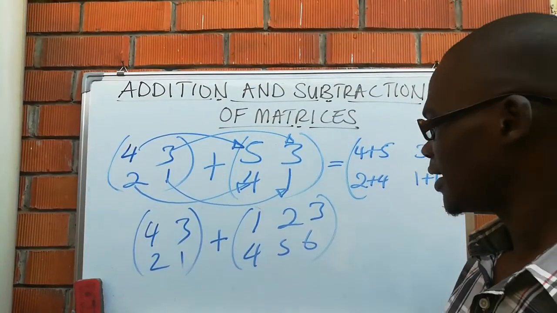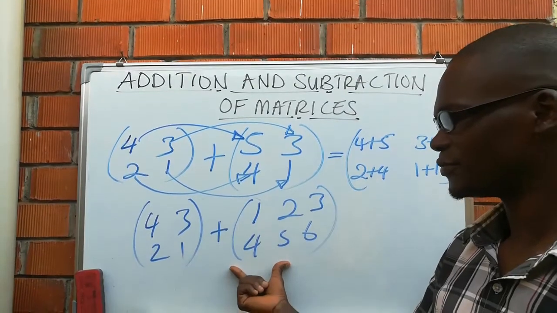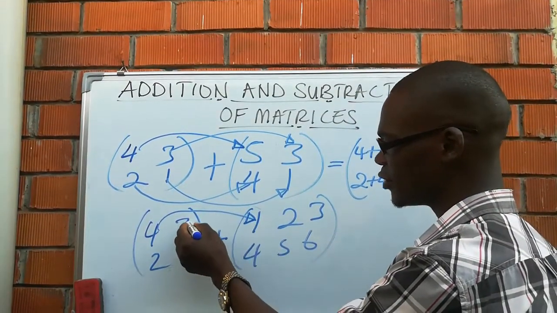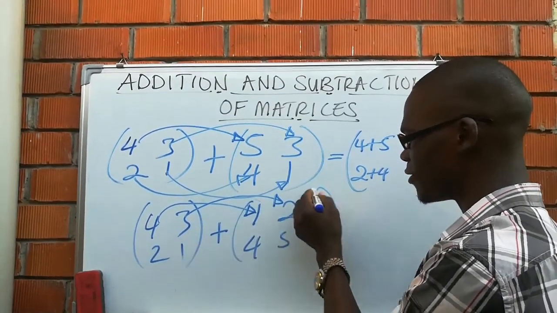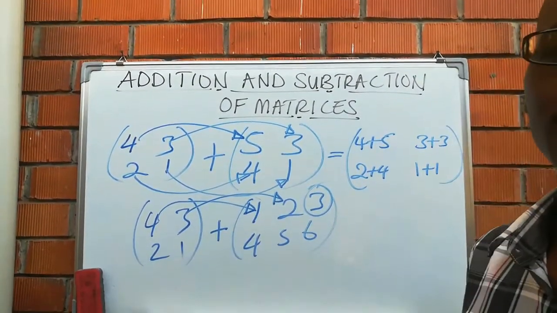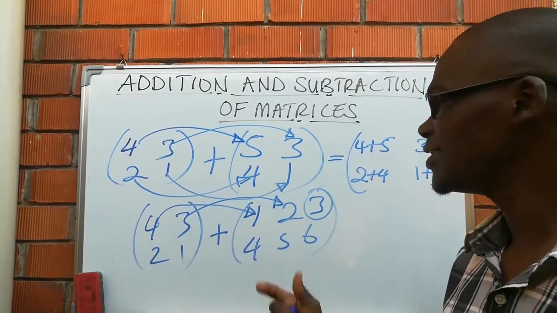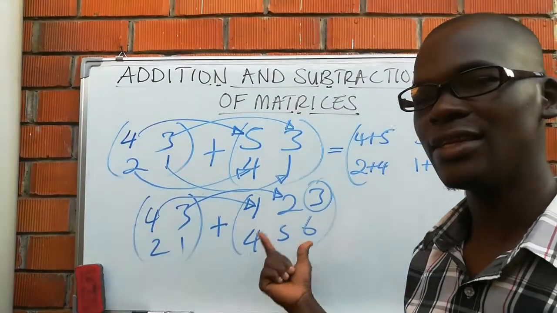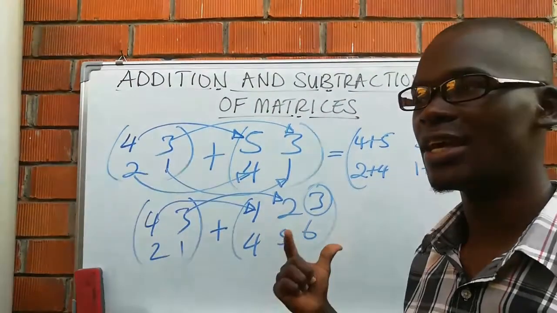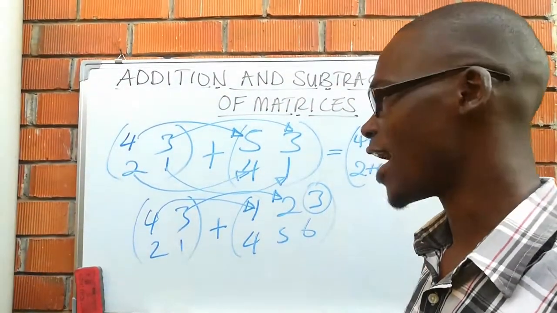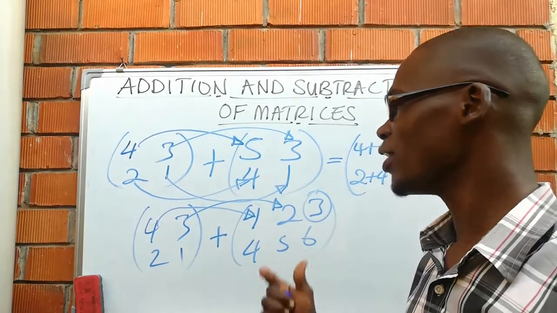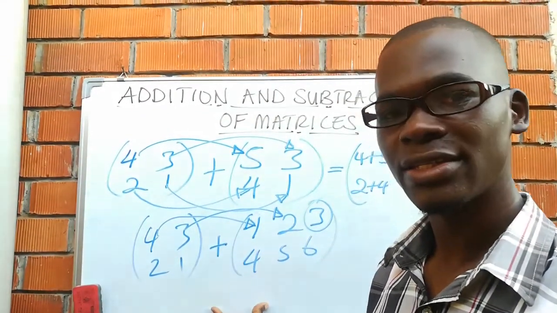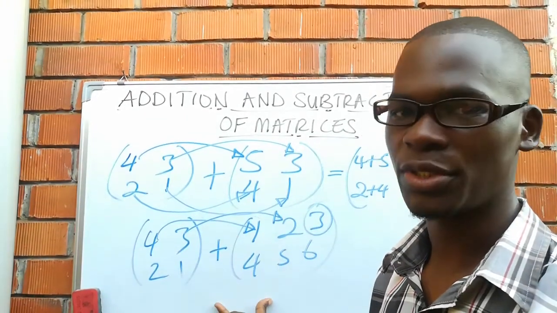For instance, in our next example, the 4 will match with the 1, 3 will match with the 2, and now what will match with the 3? So this makes it impossible to add or subtract matrices if they are of different orders, because we add or subtract elements in the same positions.